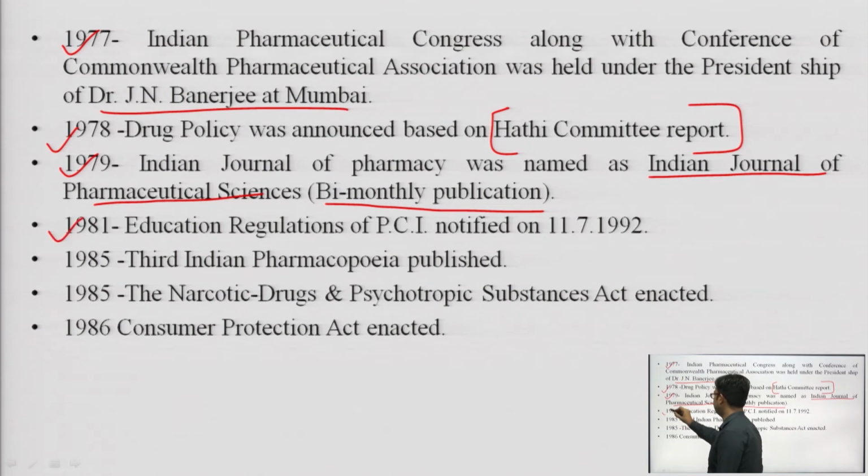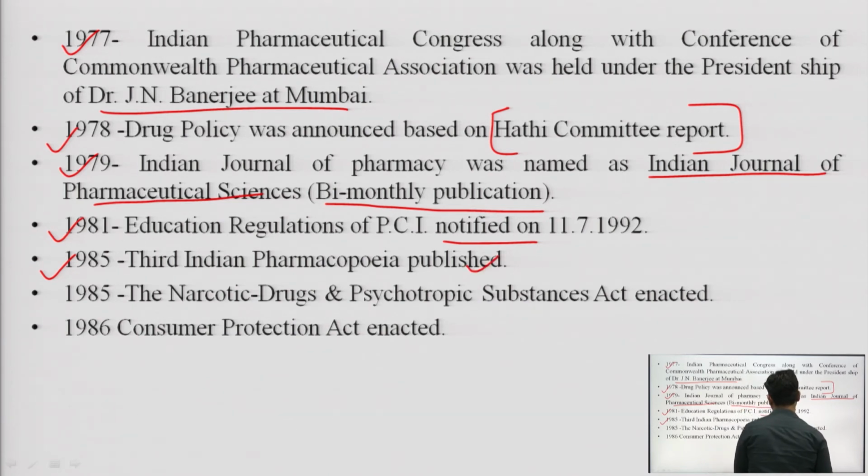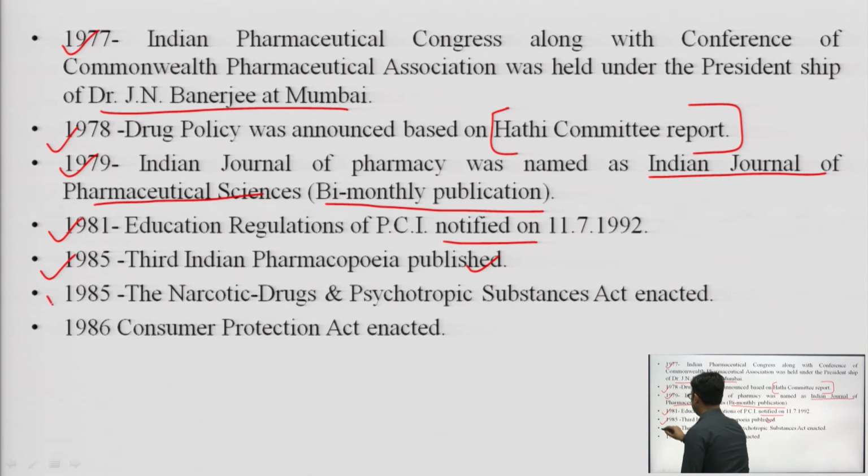In 1981, the education regulation of PCI was notified on 11/7/1992. In 1985, the third Indian Pharmacopoeia was published. In 1985, the Narcotic Drugs and Psychotropic Substances Act was enacted. In 1986, the Consumer Protection Act was enacted.